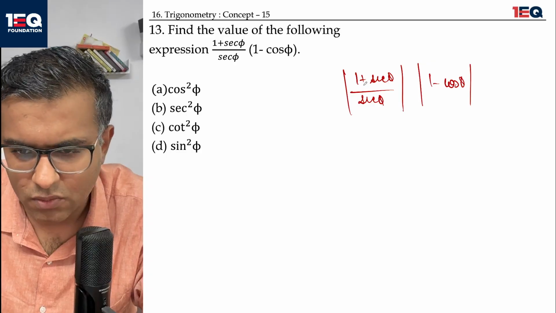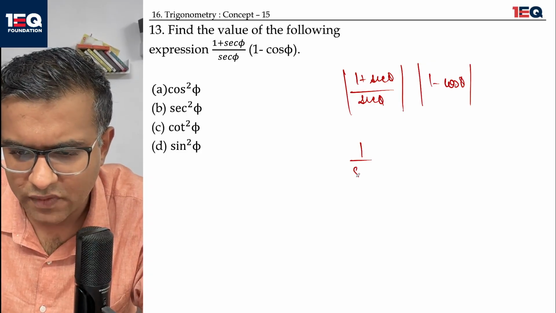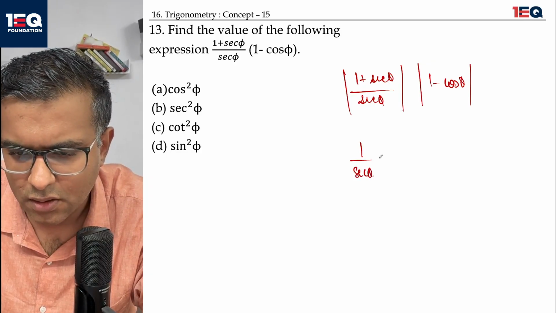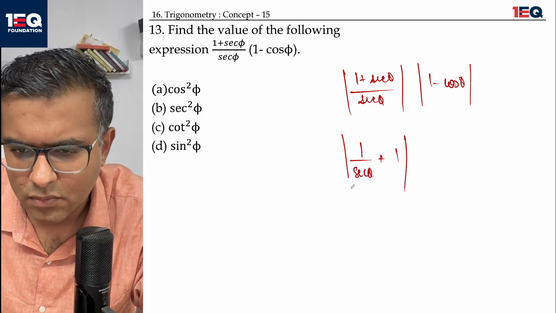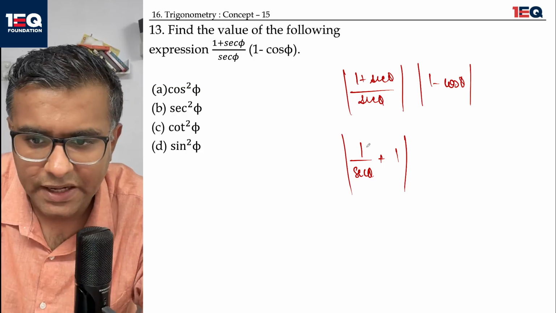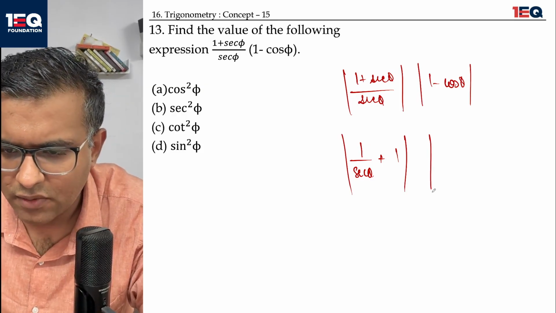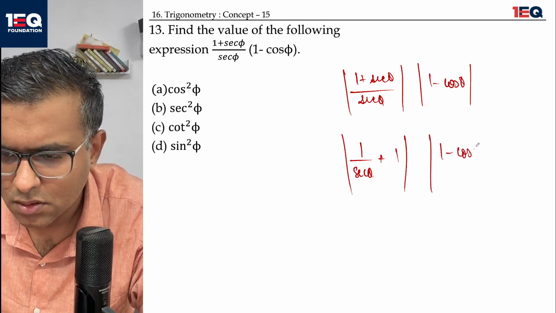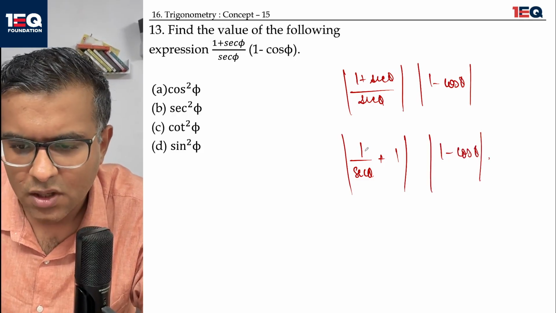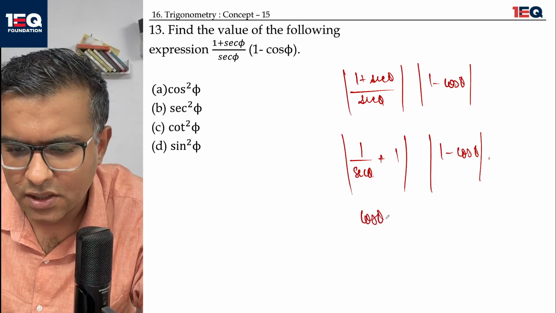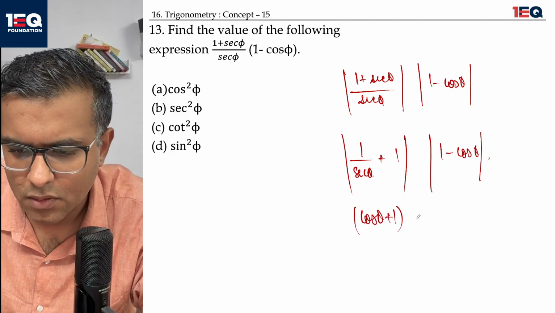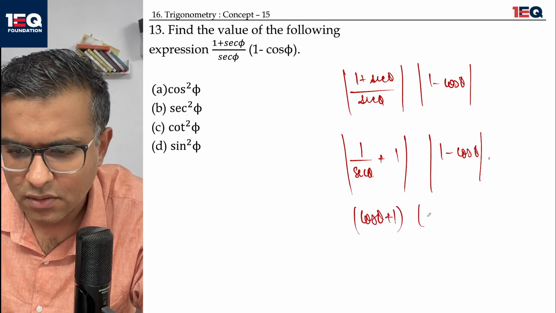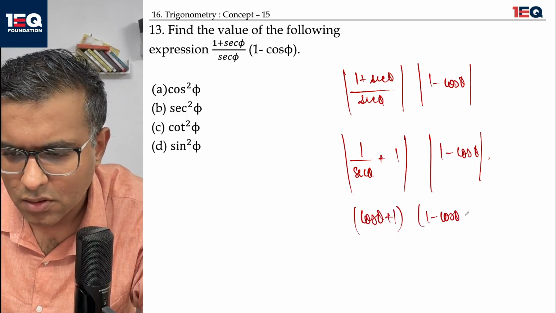What do I need to do now? Let me split it up into 1 over sec theta plus 1. I'm just splitting it apart, and I would now write it as 1 minus cos theta over here. 1 over sec theta is nothing but cos theta, plus 1, and here I have 1 minus cos theta.